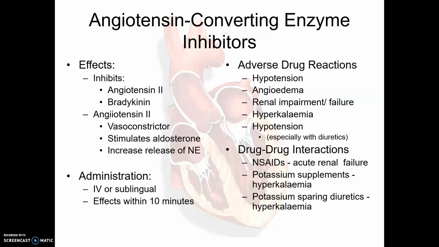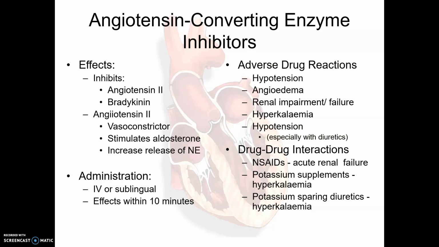ACE inhibitors inhibit angiotensin 2 and bradykinin, which reduce the amount of vasoconstriction and again reduce afterload. They can be given soon after myocardial infarction, either by the IV or sublingual route, and their effects can be seen within 10 minutes. As expected, these drugs can cause hypotension, but an idiosyncratic side effect is angioedema.